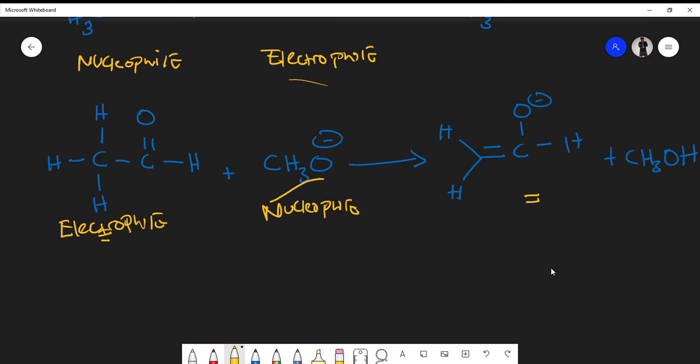Now, if we draw the mechanism, we can see that lone pairs from this oxygen are essentially going to attack this hydrogen, and this is going to form a double bond. But now this carbon has 5 bonds, so I'm going to throw this single bond onto the oxygen in the form of lone pairs. Now you might be saying to yourself, why didn't the nucleophile take off this hydrogen?